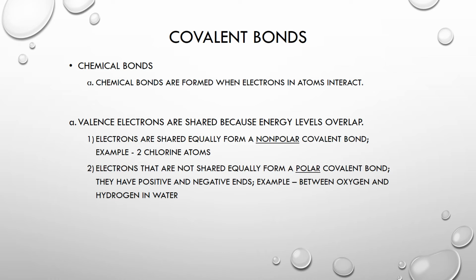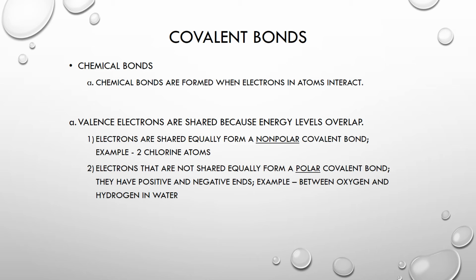The way that electrons are shared gives a different type of bond, okay? The first one is a nonpolar covalent bond, where electrons are shared equally. An example of this is 2 chlorine atoms. To put it in a different perspective, this is when 2 kids are playing and sharing together, okay?